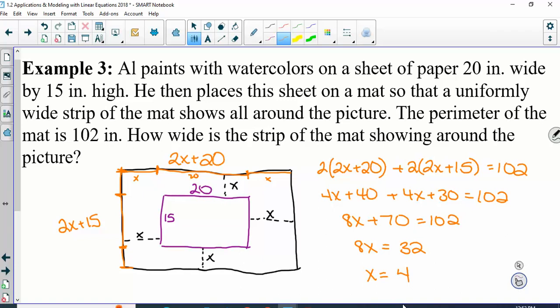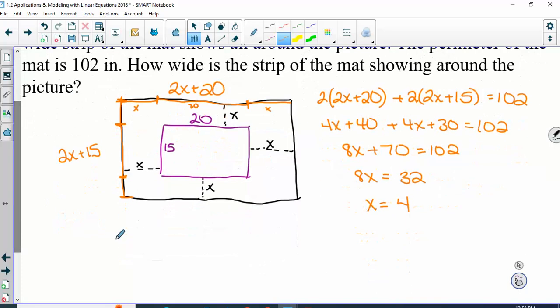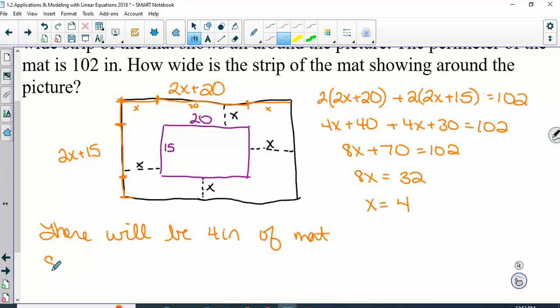So now what? Write a sentence. The question was, how wide is the strip of mat showing around the picture? We were in inches. So it will be 4 inches showing on each side.